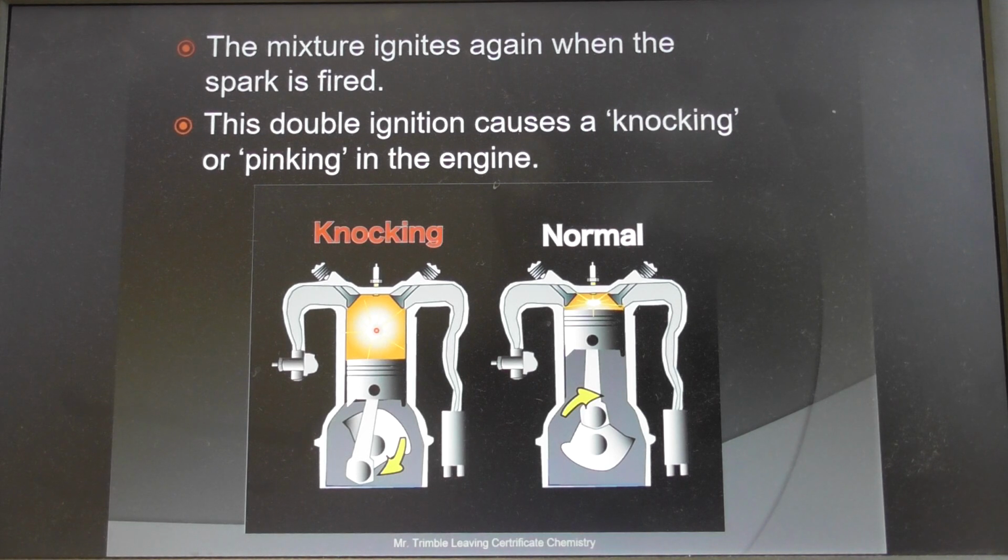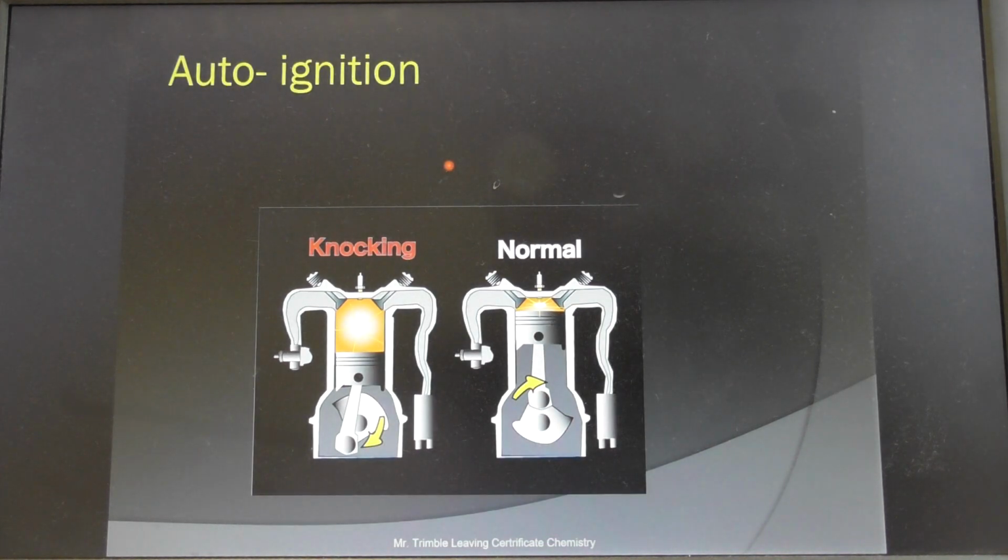But you see what happens here on the left hand side. It has ignited before the piston has reached the top. And that's what's known as knocking. It's as simple as that. It's an auto ignition or ignition before the fuel should ignite or when we would want it to ignite. And that's knocking, guys.